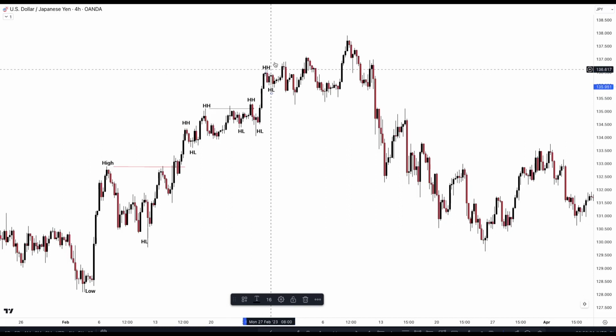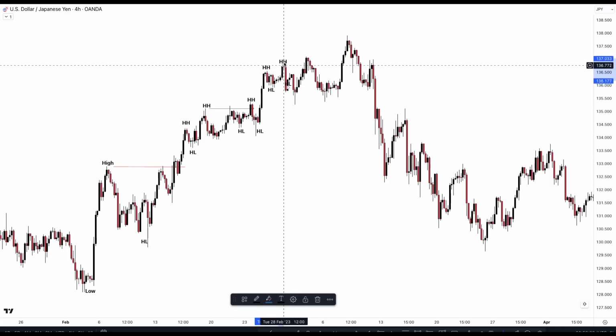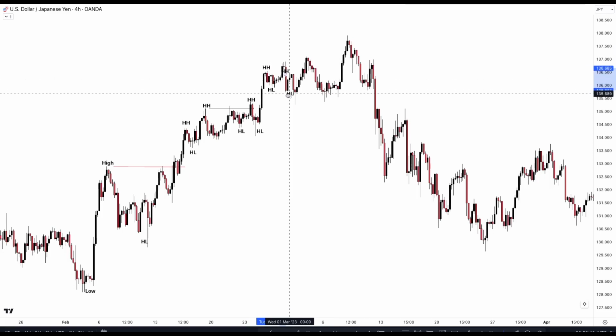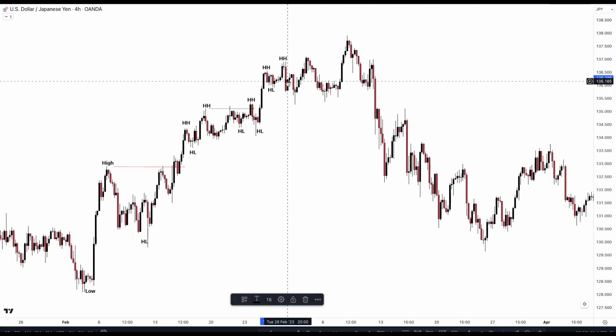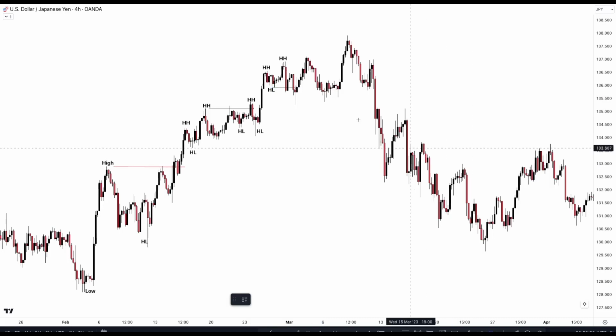and then we have another higher high, and then you will see price breaks below the recent higher low, just right here. And from there it means that now we have a low.